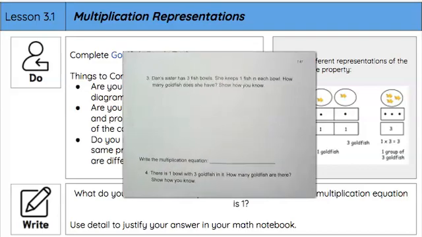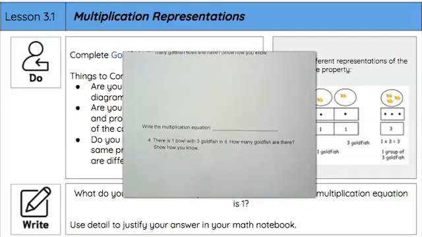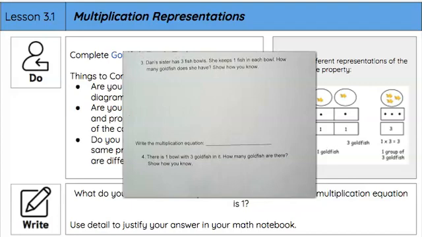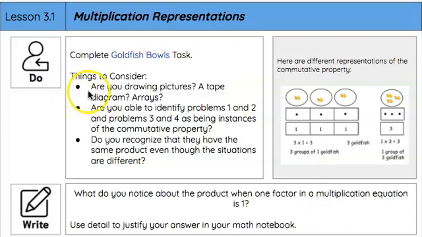There are 2 more problems for this task. It's very important that you show your work so that your teacher can see what kind of strategies you're using to solve these multiplication problems. Here's some things I want you to think about. Are you drawing pictures using tape diagrams or arrays? Are you able to identify that problems 1 and 2 and problem 3 and 4 are instances of the commutative property? And do you recognize that they have the same product even though the situations are different?